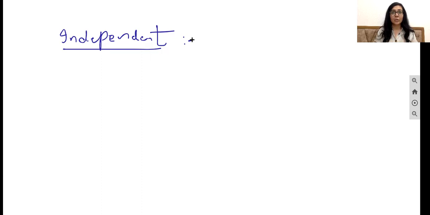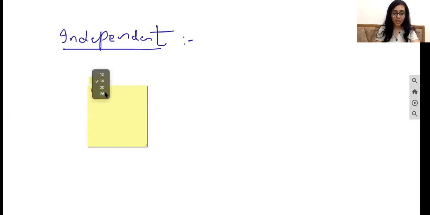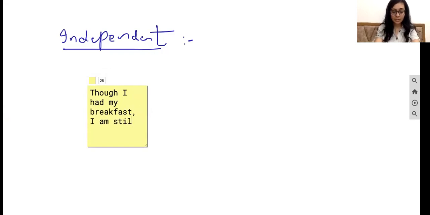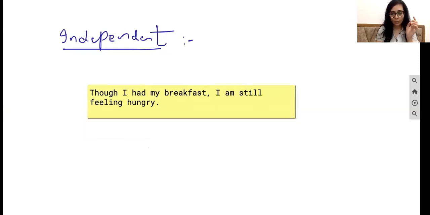Now, if I say, though I had my breakfast, I am still feeling hungry, right? Now understand what I mentioned here. Though, I had my breakfast, I am still feeling hungry. So now just understand, what did it mention? That it has two parts, right? The first half says that I don't need any further information with me. Just assume that I am just reading the second half. I am still feeling hungry.